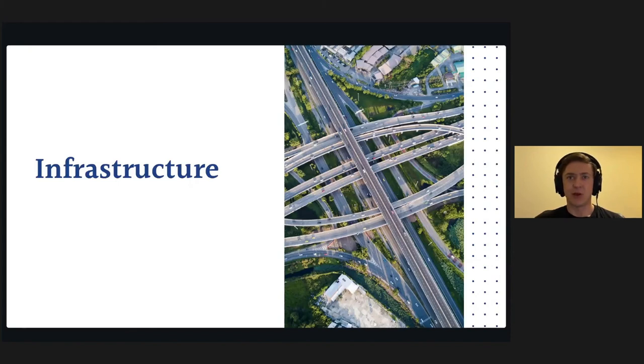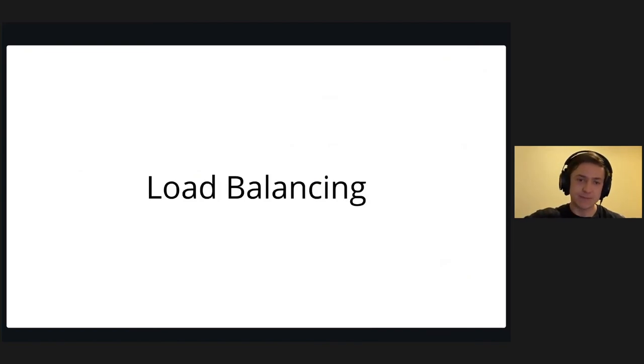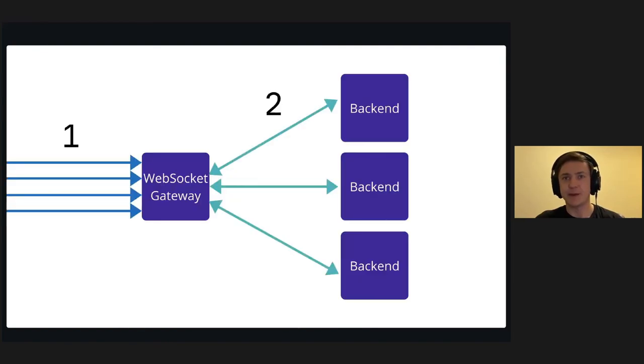Okay, I hope it's clearer right now how we can build an application and make sure that it's quite resilient to any possible issues and it's designed for scale. Now let's dive into the infrastructure concerns. And I guess the very first and very crucial part of any reliability strategy of an infrastructure is load balancing. So here is our architecture. Again, the same bird's eye view. We have users that are connecting to the WebSocket gateway, and the WebSocket gateway is connecting to the downstream backends.